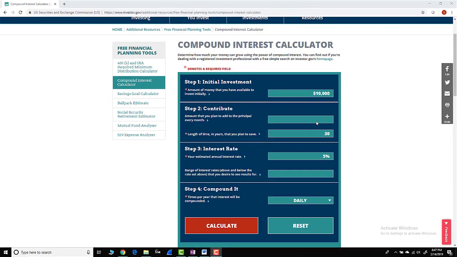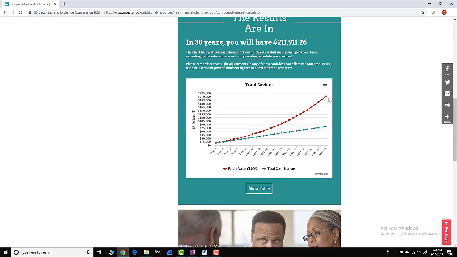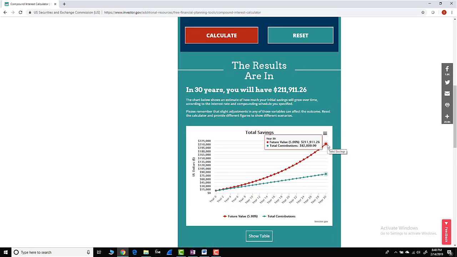Let's try the same calculator with the same numbers, but let's say you make a monthly contribution of $200, just for the heck of it. Your investment will be worth just under $212,000. That's the power of compounding combined with monthly contributions. Now, why am I telling you all this, and how can I practically use this concept to make money?